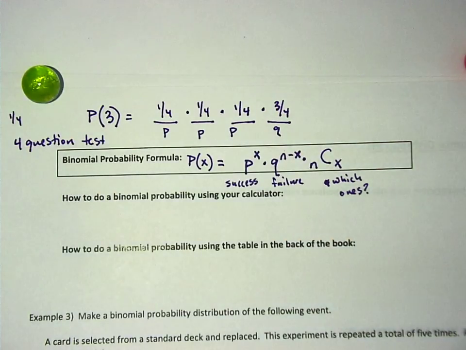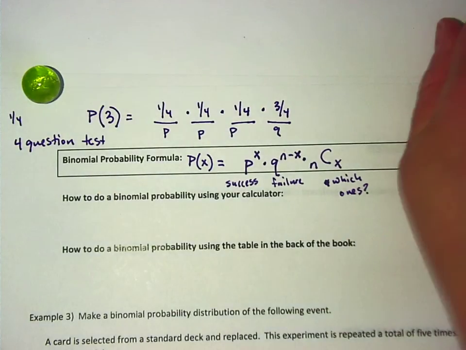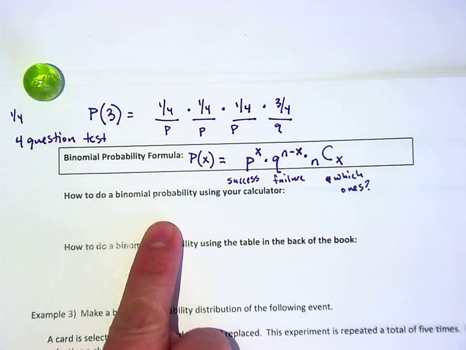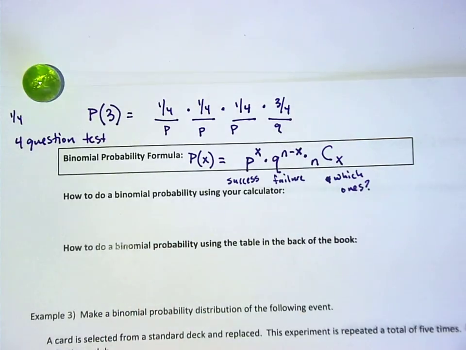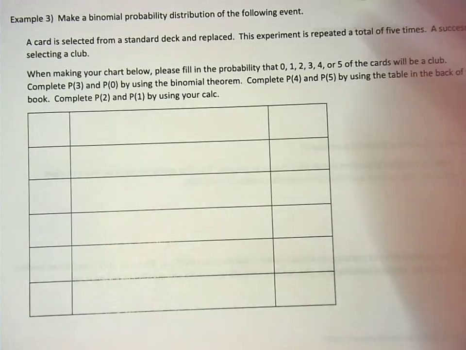Okay, so now I'm going to show you how to do this, and we're going to do this nice and slow. There's actually 3 ways you can do binomial probability. You can do it with a formula, your calculator has a way to do it by itself, and there's a table in the back of the book, and I'm going to teach you slowly by doing all kinds, okay? So let's go down to example 3, because we're going to start with the formula ones.